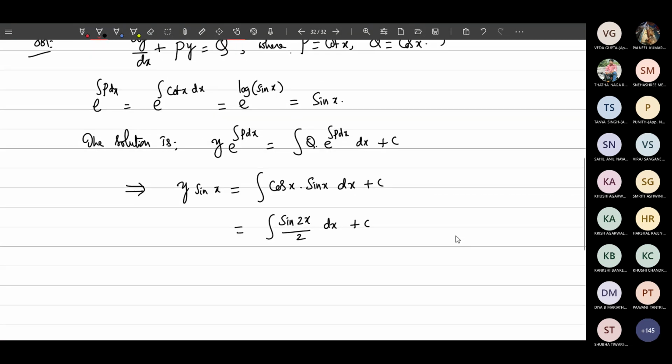So sin 2x by 2, this is nothing but, integral of sin 2x is minus cos 2x, of course, into 2 by 2, divided by 2. So minus cos 2x by 2 into 2, that is 4, plus c. So this is the solution.